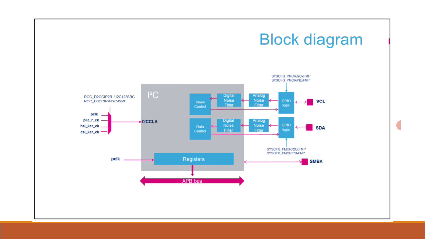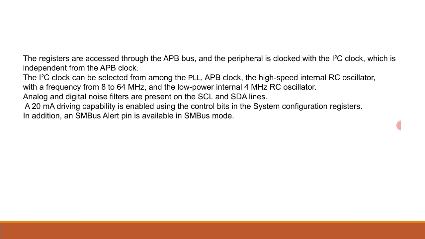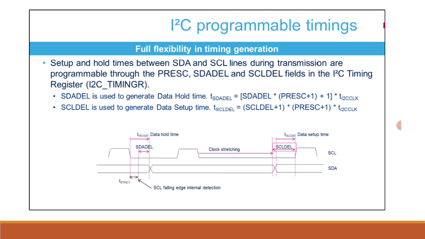So let's quickly talk about I2C programmable timings. Full flexibility in timing generation. Here you look at this diagram. Setup and hold times between SDA and SCL lines during transmission are programmable through PRESC, prescaler, SDADEL and SCLDEL fields in the I2C timing register, I2C_TIMINGR. This is considered to be a timing register.